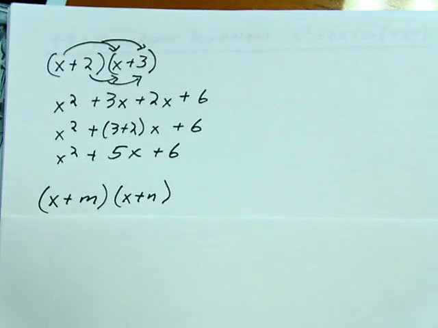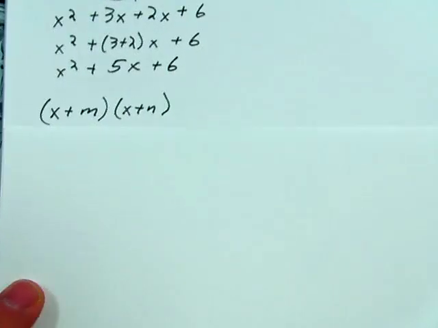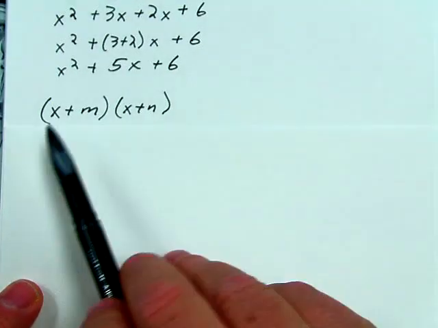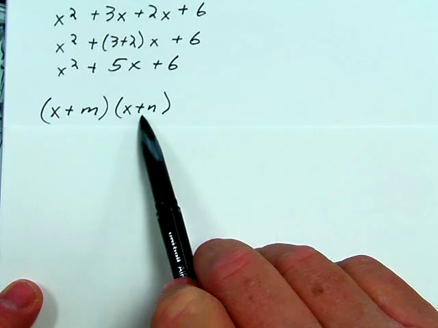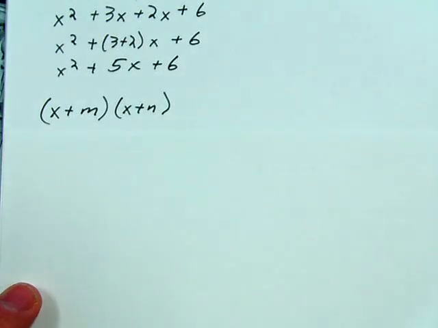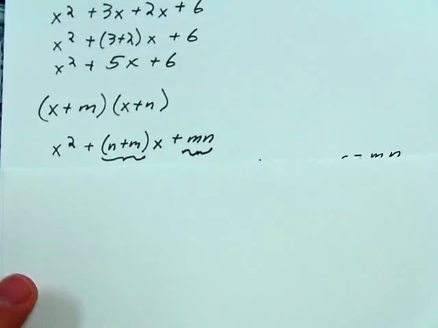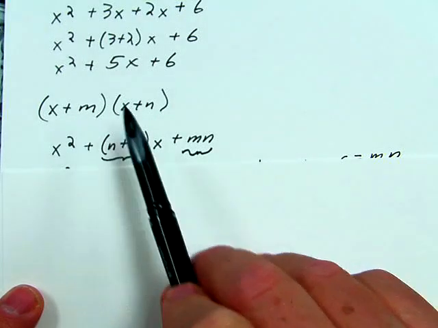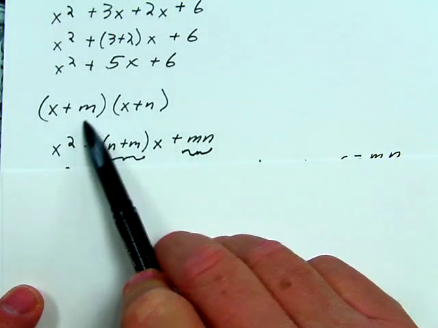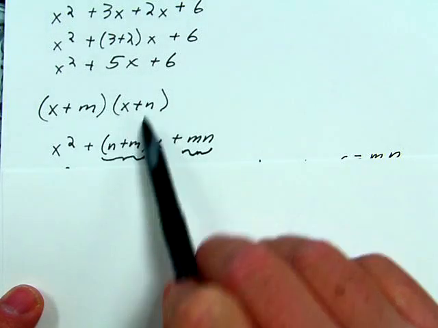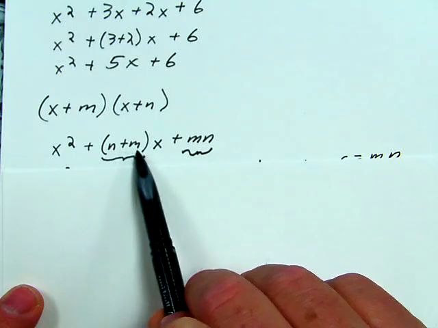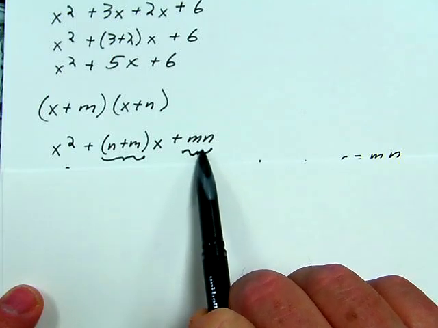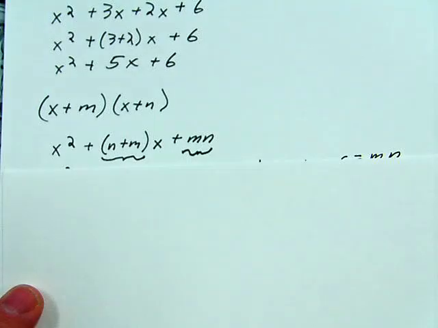Now let's take a look at the factoring using variables instead of numbers. If I have (x + m) times (x + n), I really just multiply that out. I get x squared from my first terms. My inner term and my outer term added together are (n + m) times x. And the last term is always m times n.